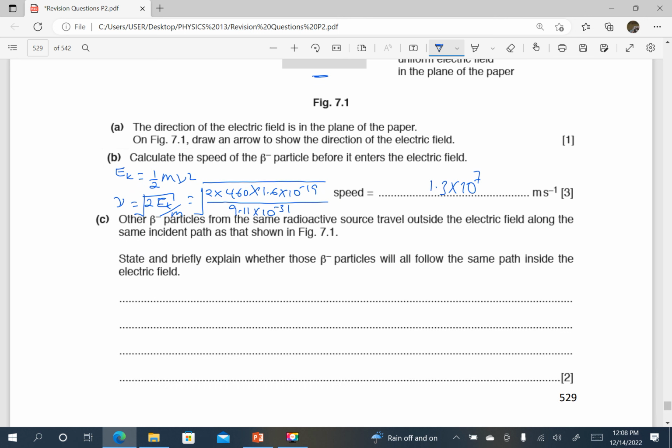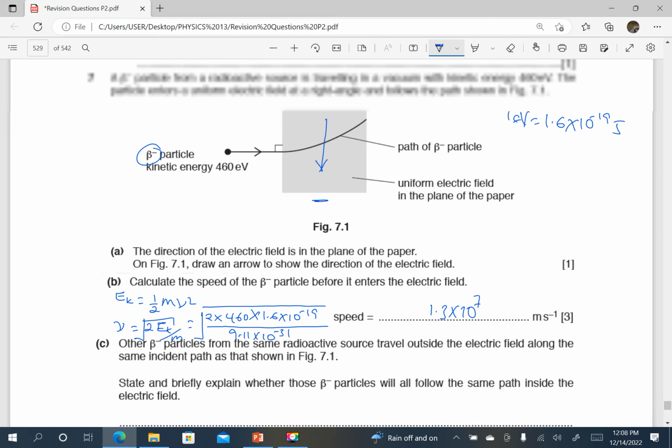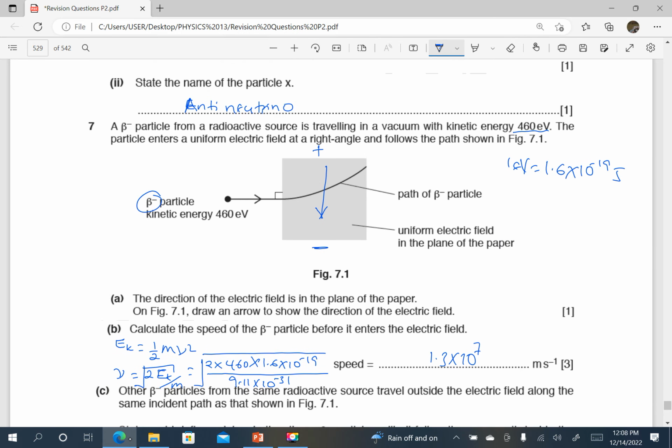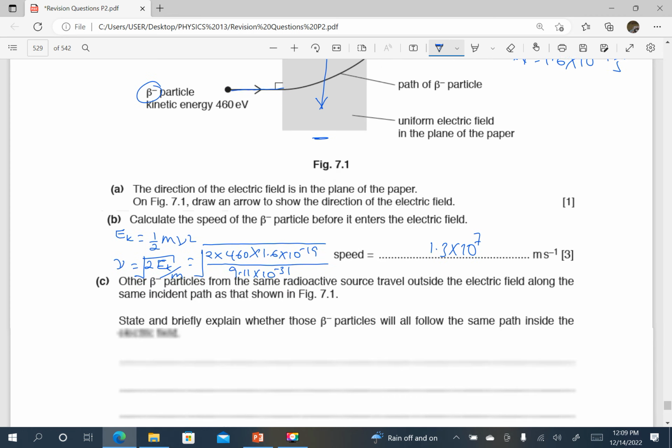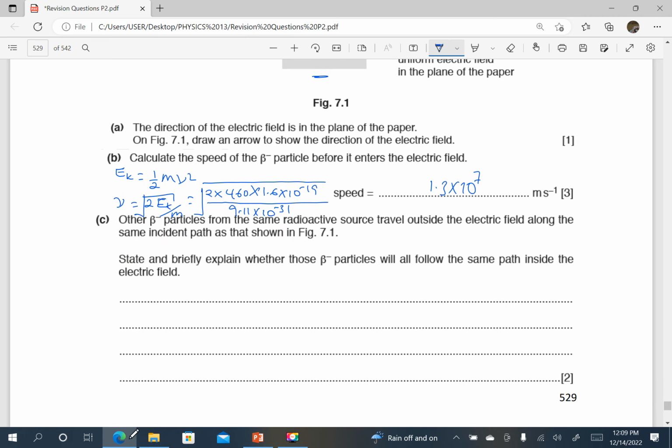Other beta minus particles from the same radioactive source travel outside the electric field along the same incident path as that shown in the figure above. So beta particles are moving along the same path. But note that we know that beta particles are emitted with other accompanying particles, so they have a range of energy. So we expect them to take different paths. State and briefly explain whether these beta minus particles will all follow the same path inside the electric field.